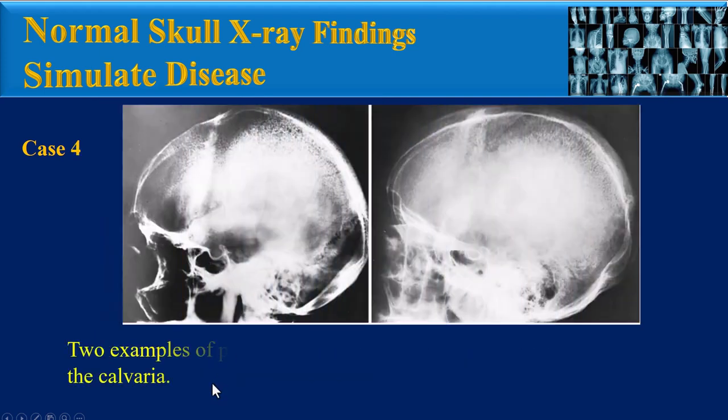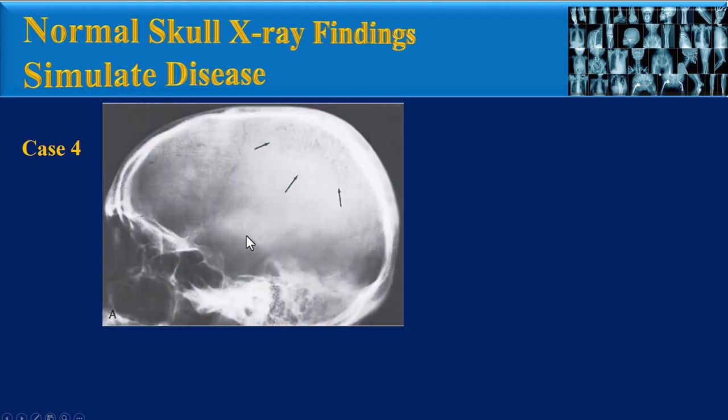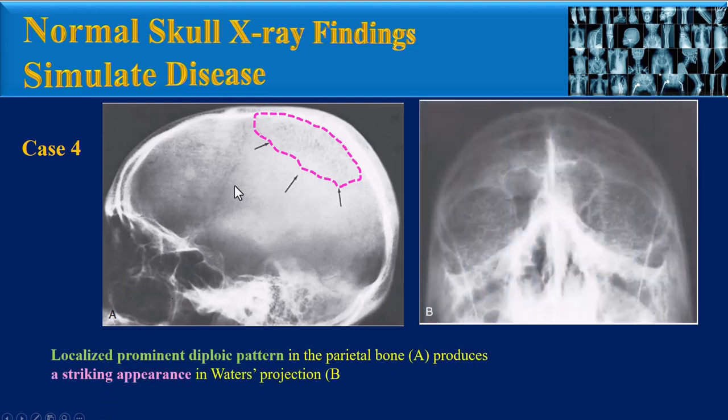Case 4. These images show two examples of prominent but normal diploic patterns of the calvaria, which are diffuse throughout the skull, but sometimes this pattern may be localized, as you can see in this image. In this situation, it can cause a mistake. We have a localized prominent diploic pattern in the parietal bone, which produces a streaking appearance in the Waters projection.